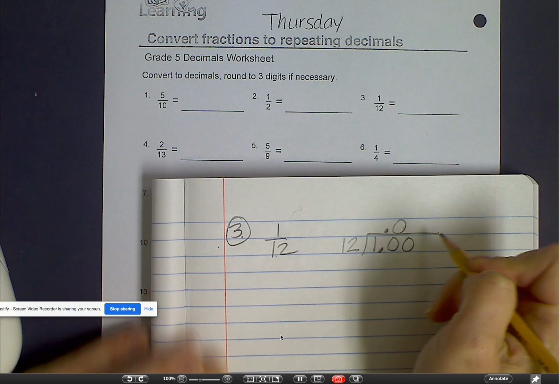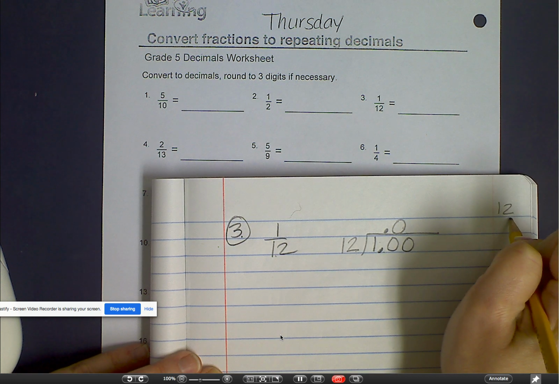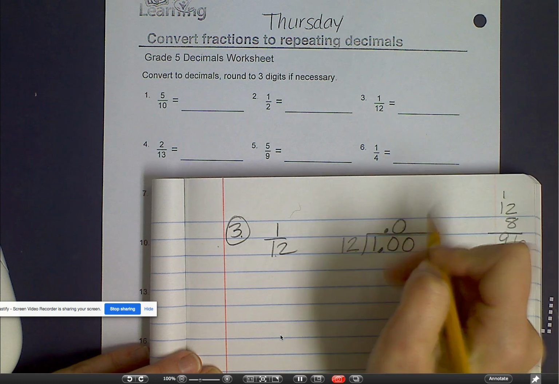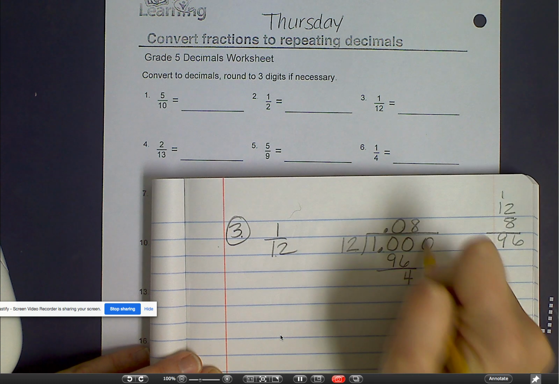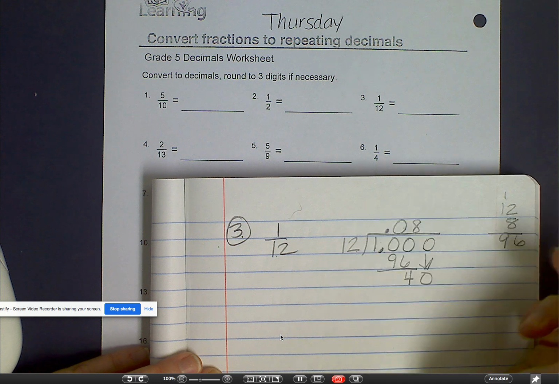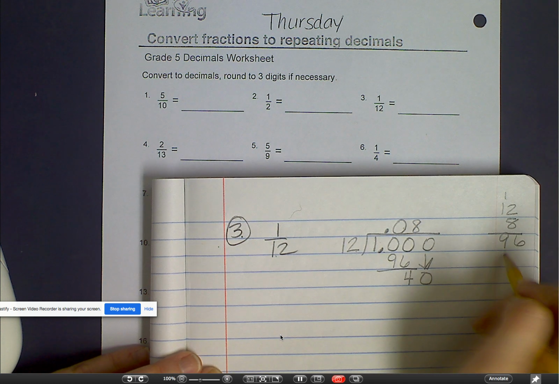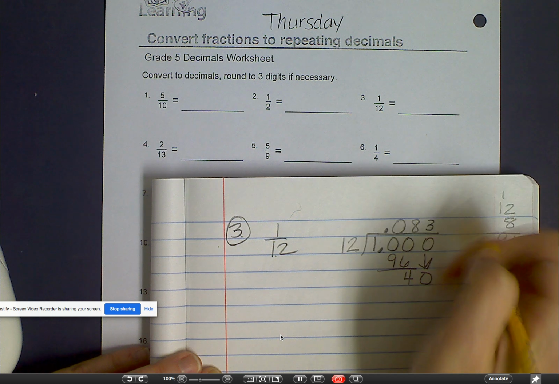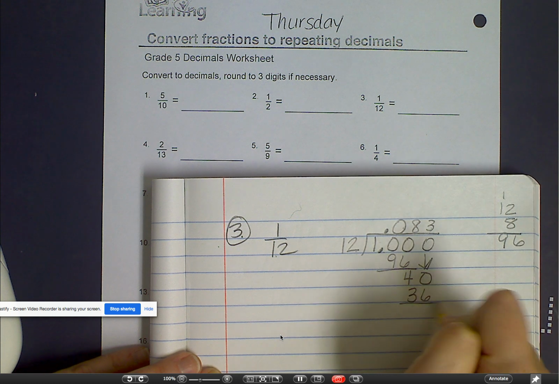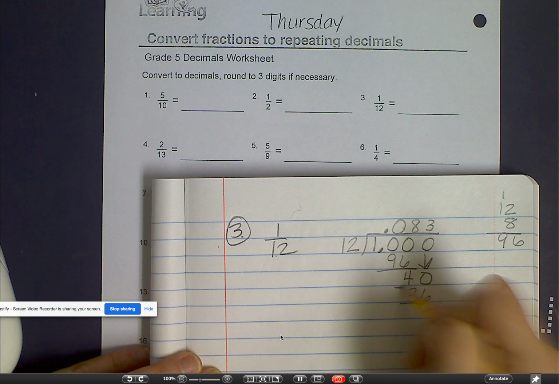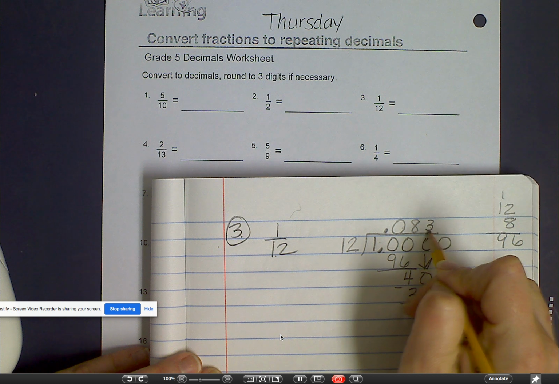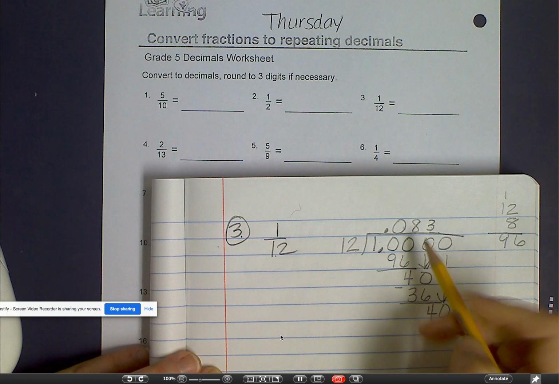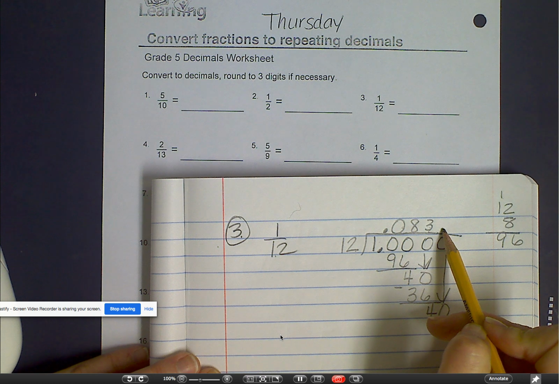Will 12 go into 100? Well, 12 times 8, that's 16, is 96. So we're going to say 8, and that's 96, and that's 4 left over. Add another 0 because we're not 3 digits over yet. 12 goes into 40 3 times because I know that 12 times 3 is 36. Okay. And then I'm going to subtract, and then that's 4. And then I'm going to add one more 0 because remember, I'm going to have to go 4 digits so that I can round it. Okay.